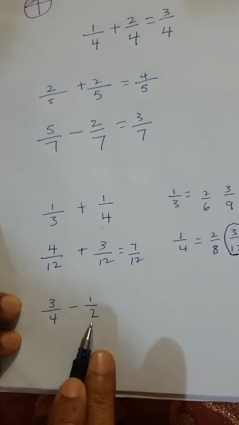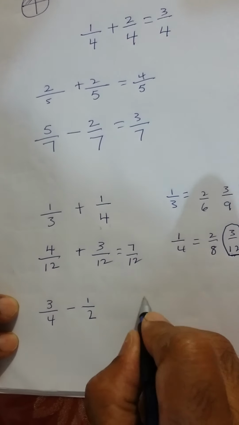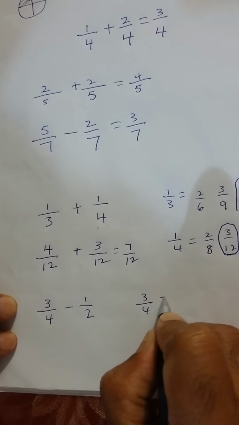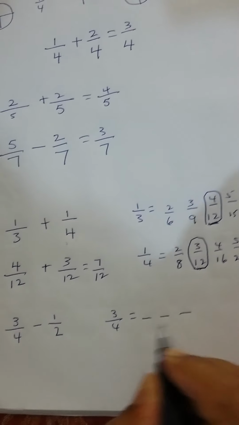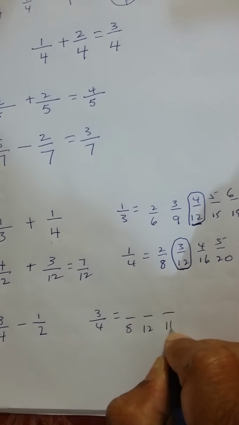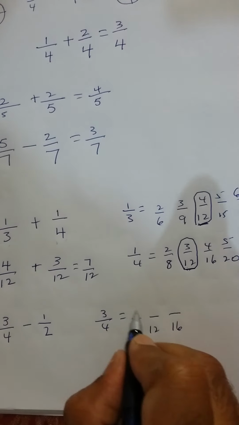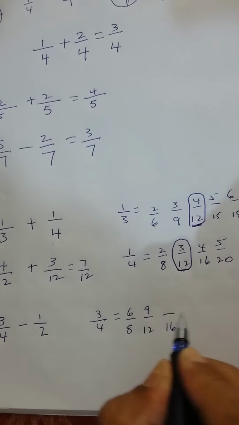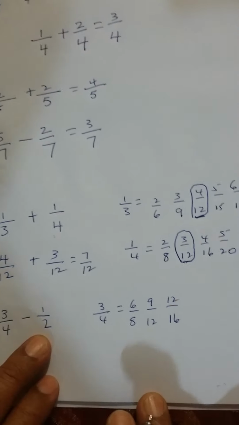Different denominators. So what to do? Take my 3/4, put it here. Form equivalent fractions. I have 4, 8, 12, 16. Multiples of 3: 3, 6, 9, 12.